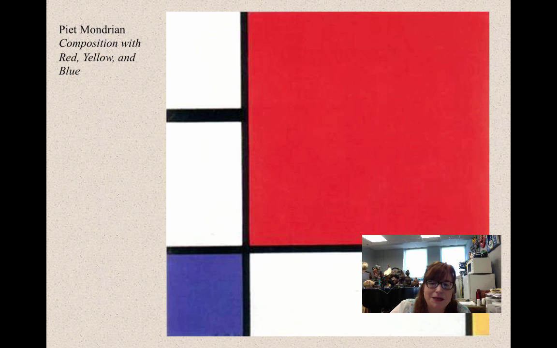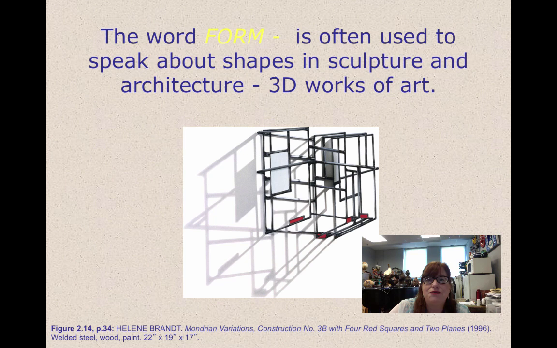So here we have a two-dimensional painting. And then the word form is often used to speak about shapes in sculpture and architecture, three-dimensional works of art. So here we have a sculpture by Helene Brandt, and it is influenced by Mondrian, and she's in fact given it the title Mondrian Variations, Construction Number 3B, with 4 red squares and 2 planes. So here we have a form rather than just a flat shape coming out from the wall, and it's doing all kinds of things like casting shadows back on the wall. So it's kind of interesting in that regard.